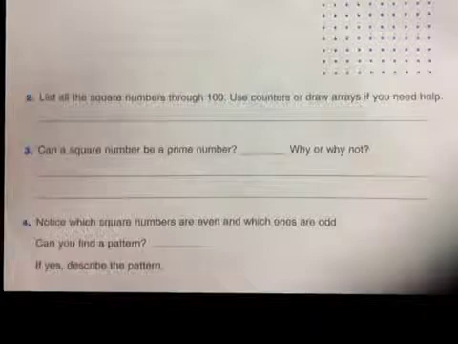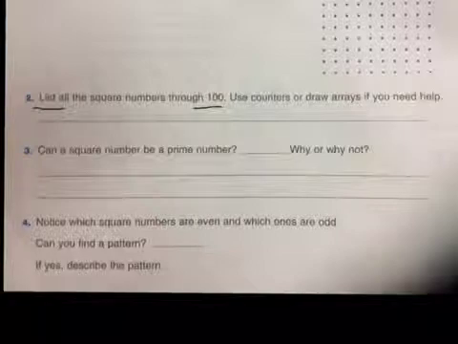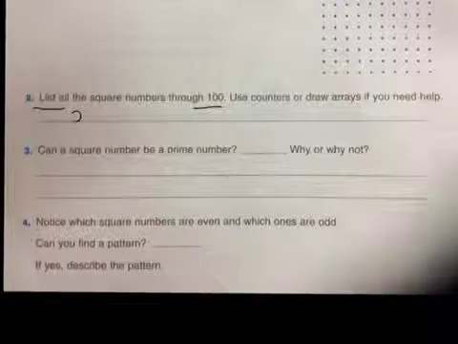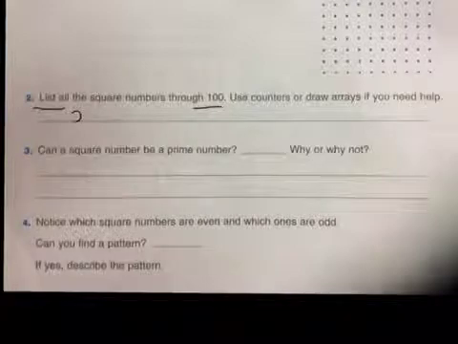Question 2. You're being asked to list all the square numbers up to 100. Well, we know that we have the square number.